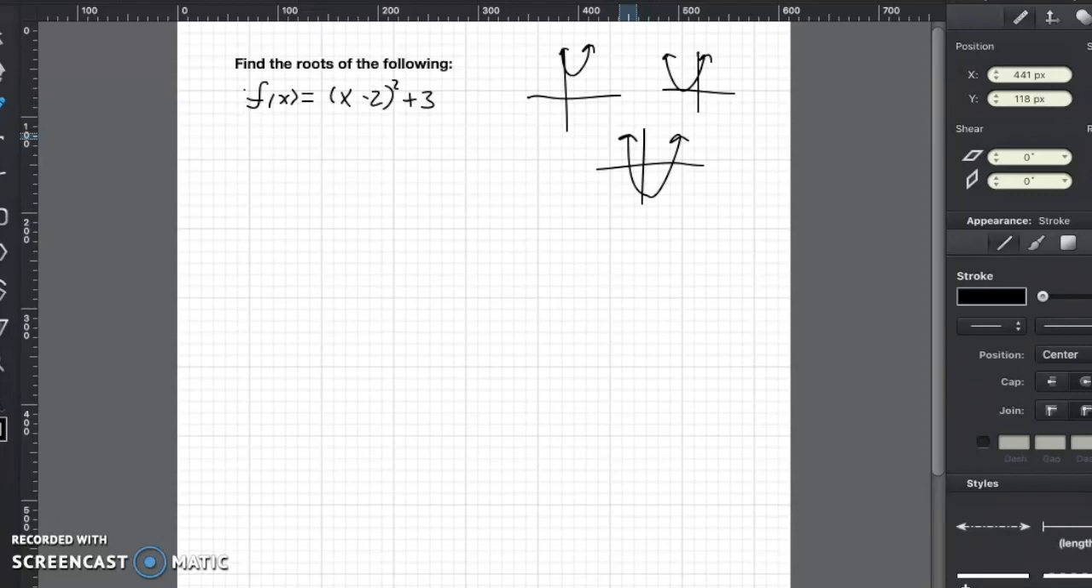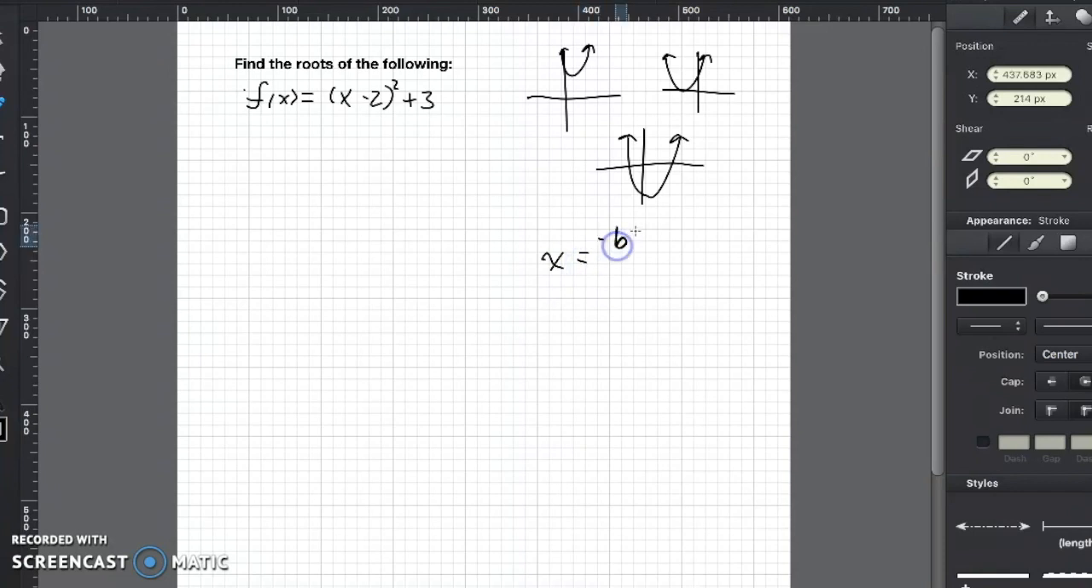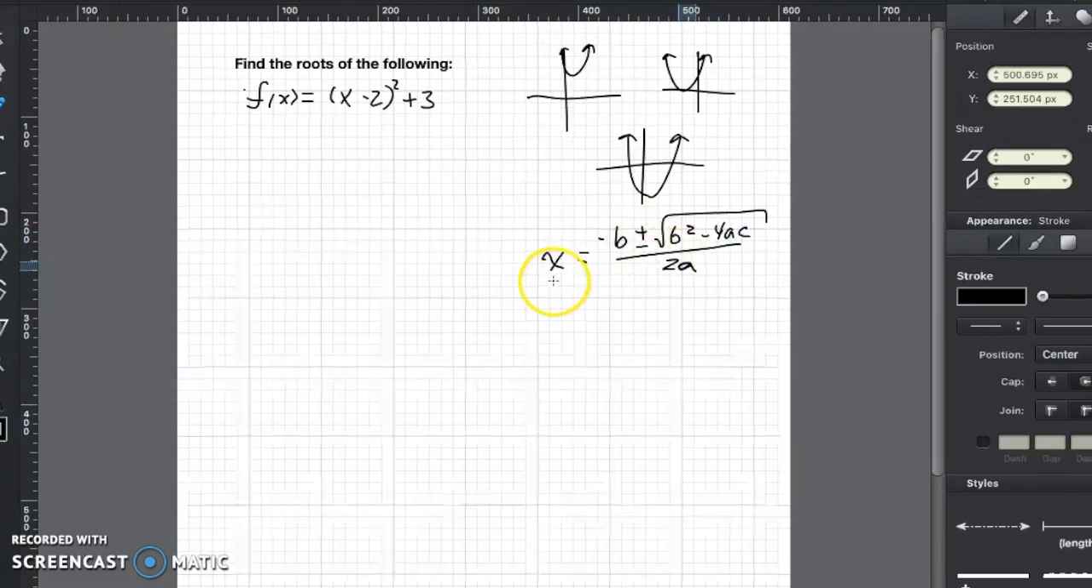This is going to be solving with the quadratic formula. If you don't remember the quadratic formula, I'll go ahead and write it over here. This is going to be x is equal to negative b plus or minus the square root of b squared minus 4ac, all over 2a. And what that is going to do for us is solve for x.